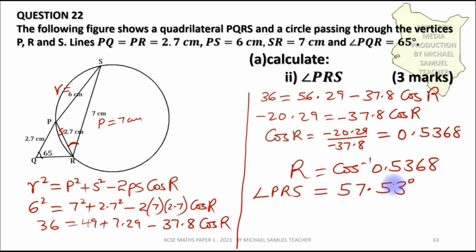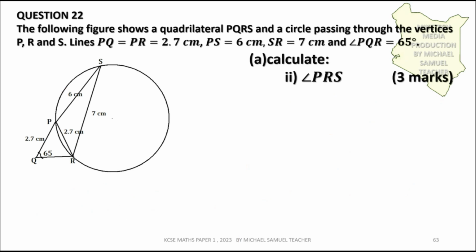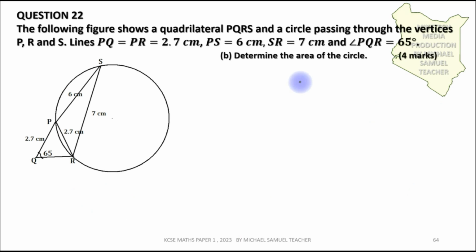Then the last part is to determine the area of the circle. So, before we get to the area of the circle, we are required to find the radius. We need to know the radius of the circle. But how can we be able to get the radius of the circle? How?